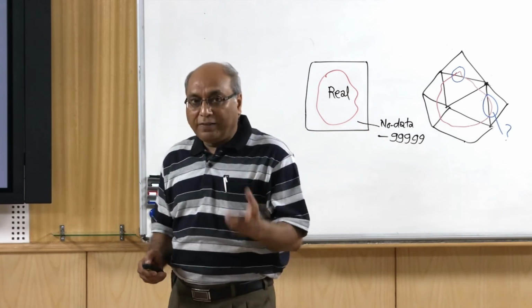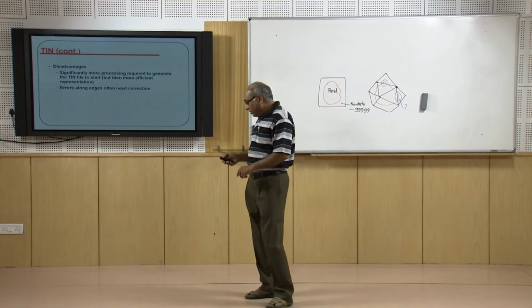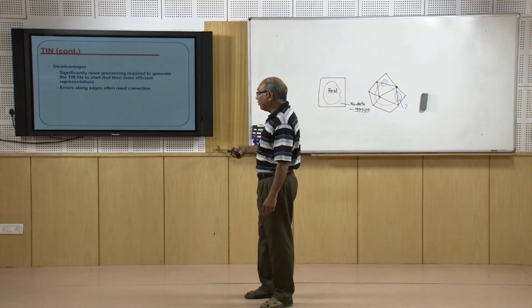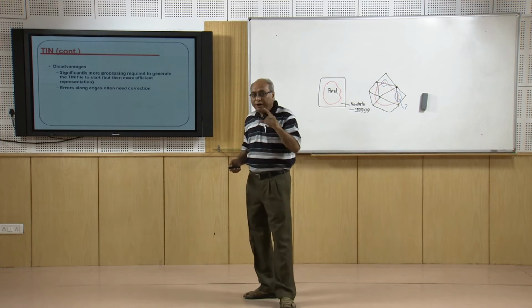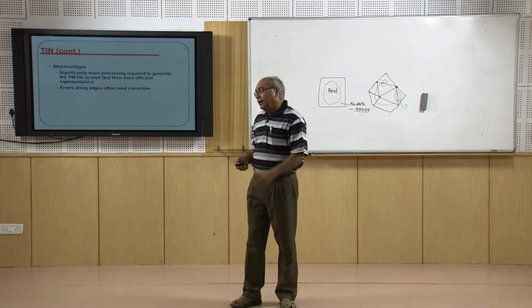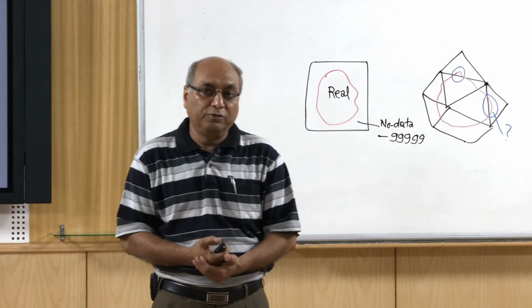So this is another limitation of a TIN, and all these limitations come just because of the errors along the edges. The boundary problem with the TIN is quite big sometimes.